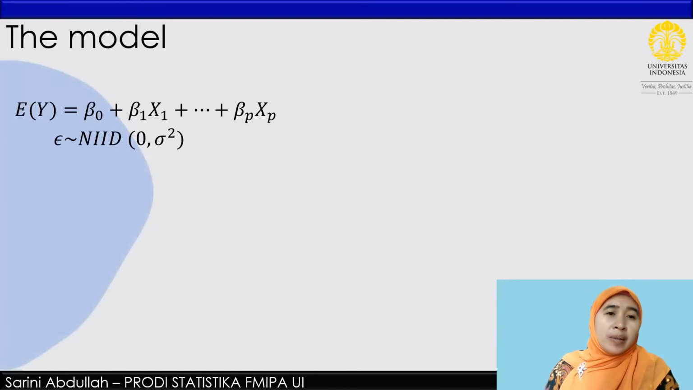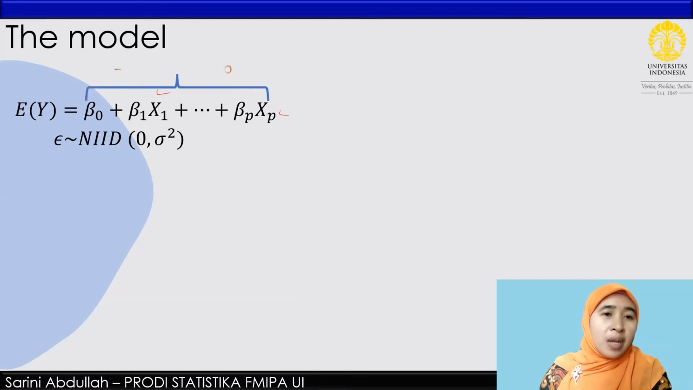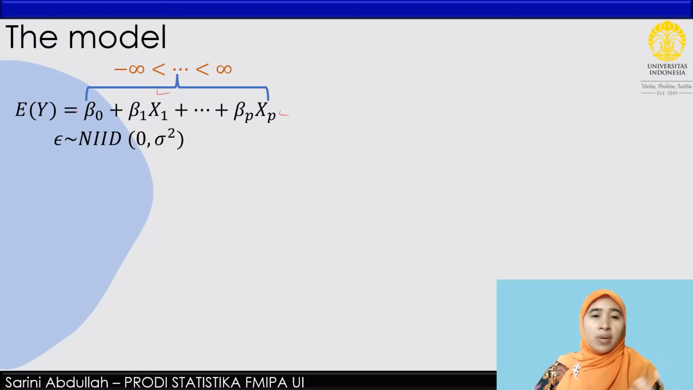Now, how about the model? Our multiple linear model takes the form of expected y equals beta naught plus beta 1 x1 plus and so on, up to plus beta p xp. A similar thing will apply for our binary response. But on the right side of the equation, since we cannot control the values of beta naught, beta 1, up to beta p, because they result from the estimation given the data on x1 and so on, there is no limit to the value of the right side. It can take values from minus infinity to infinity.